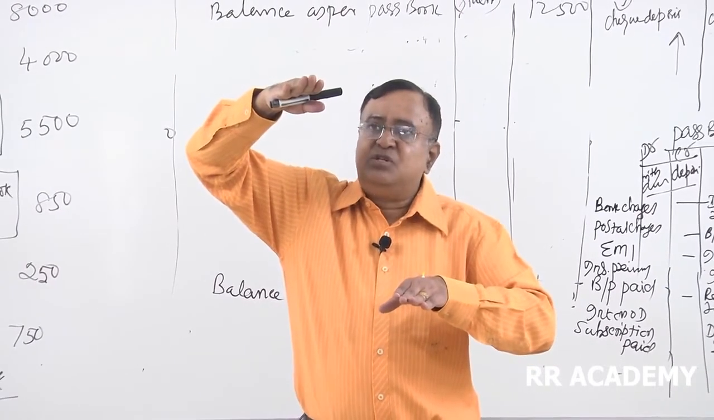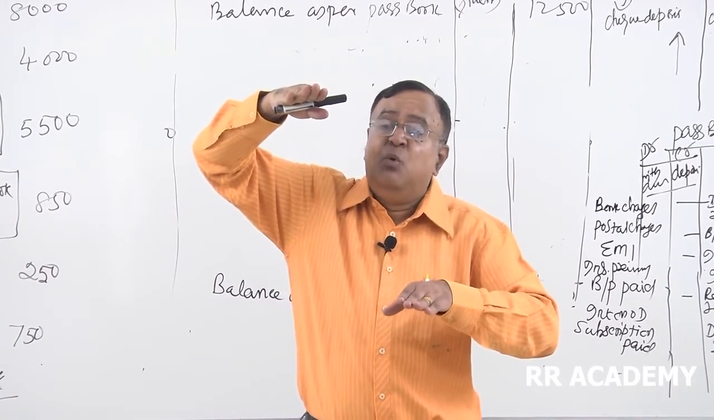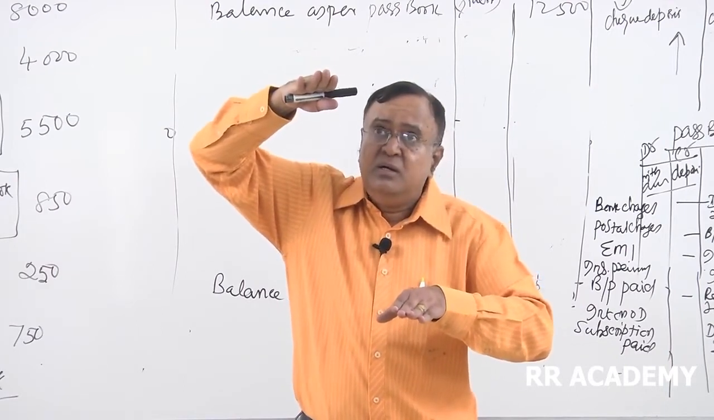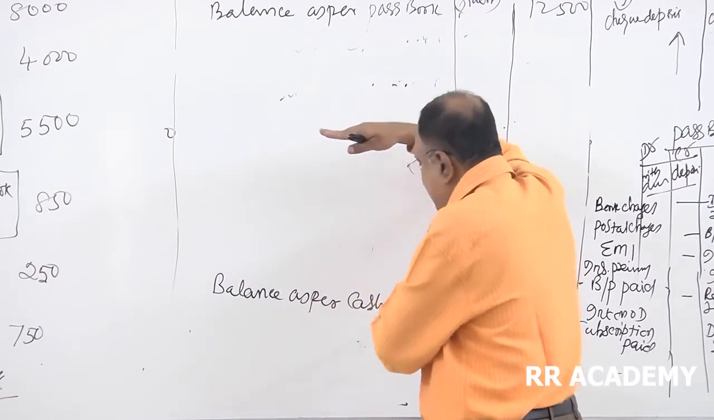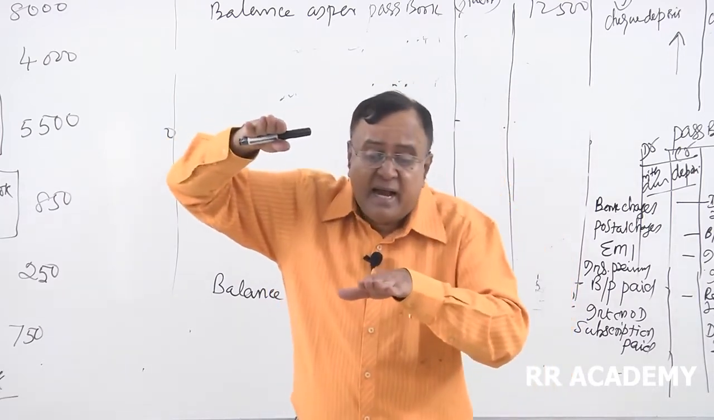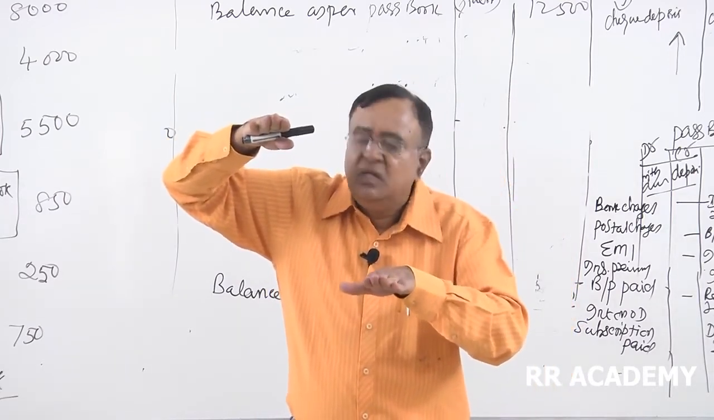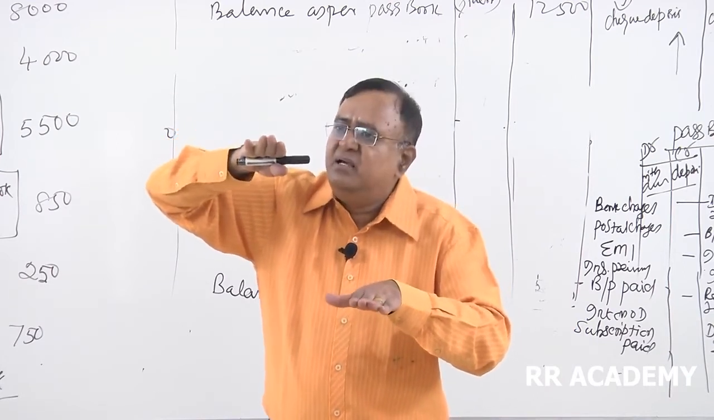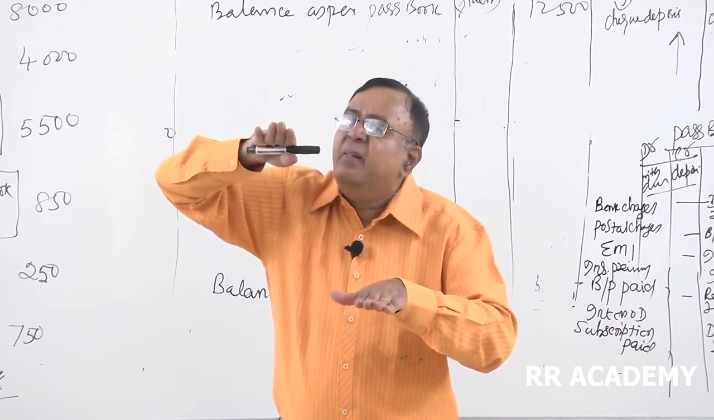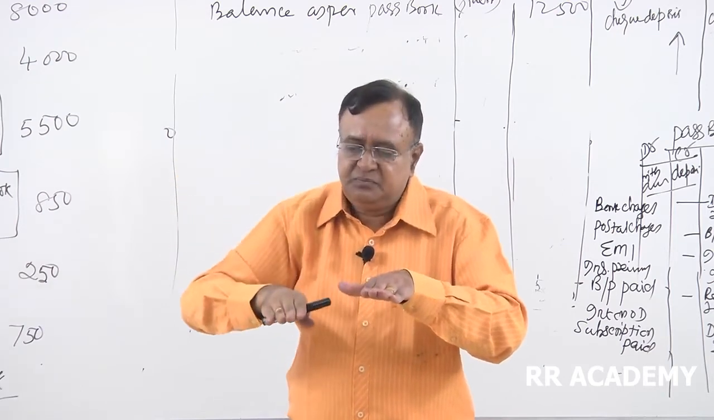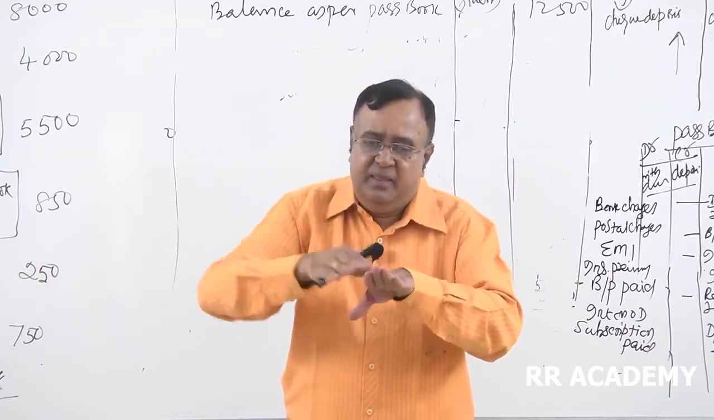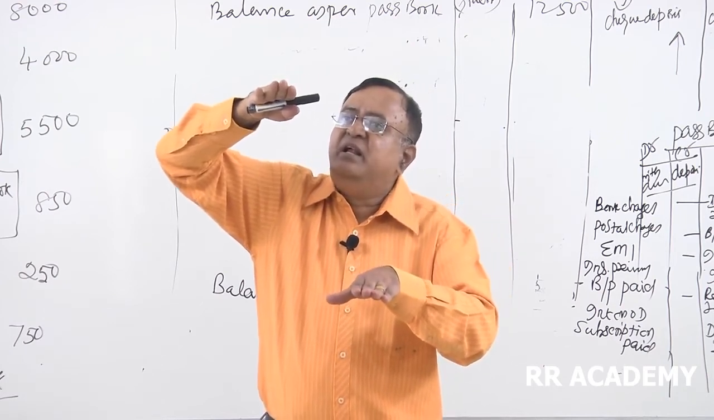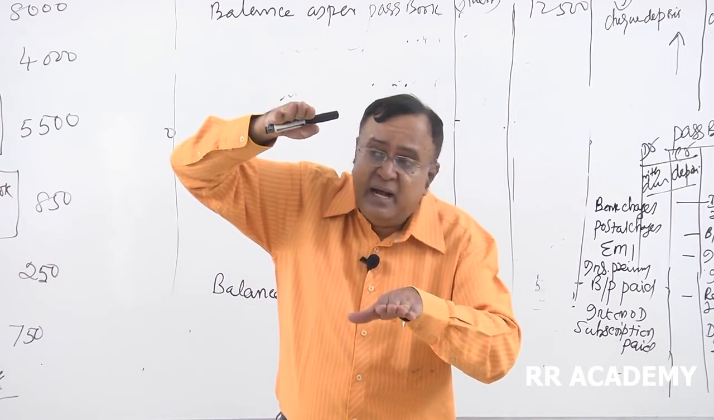Now, second question. Which book do you want? First one, increase. Which book do you want? Balance as per cash book, you want the cash book. This is what is given, in the hand. So, less. You should not touch this. Cash passbook increased. You want cash book balance.